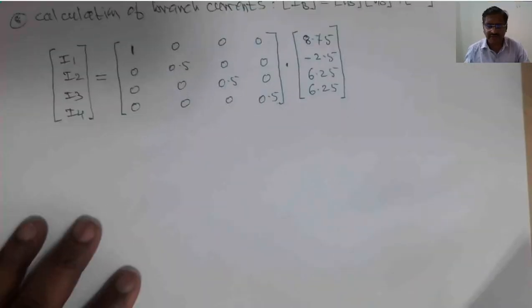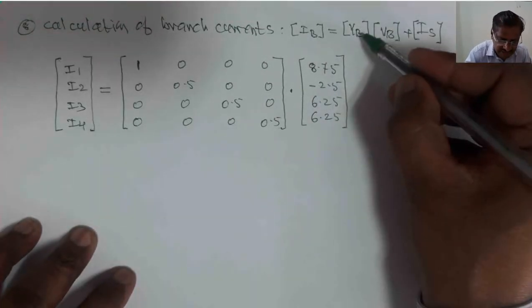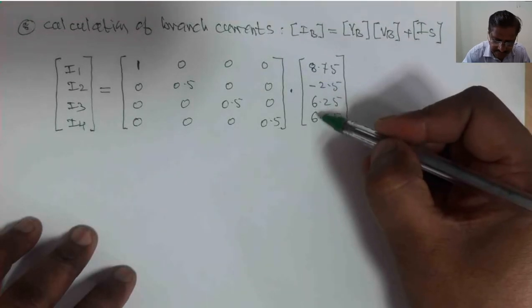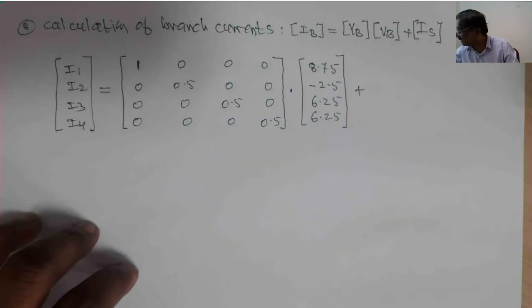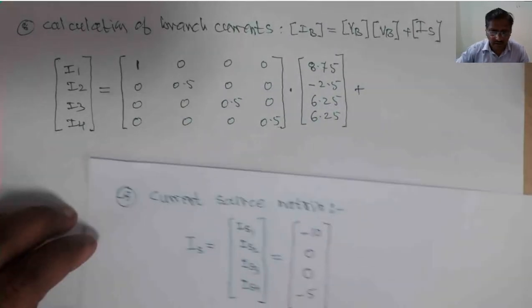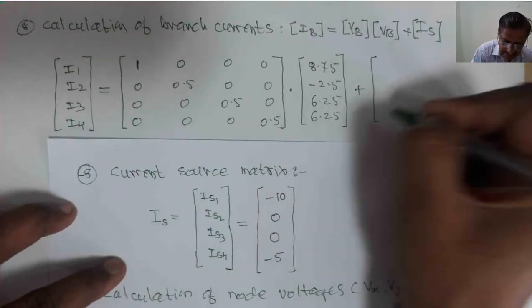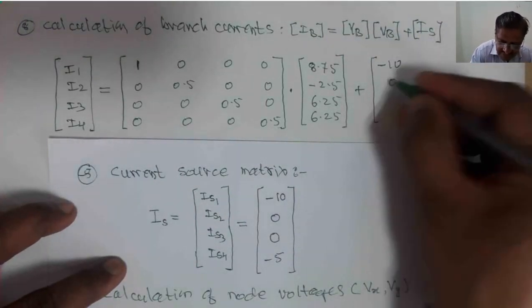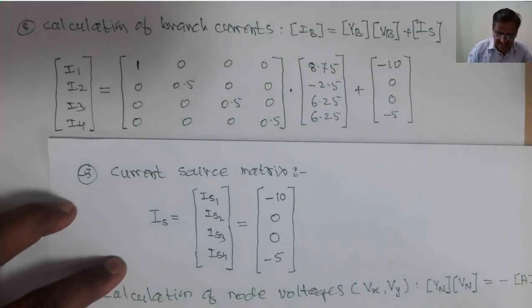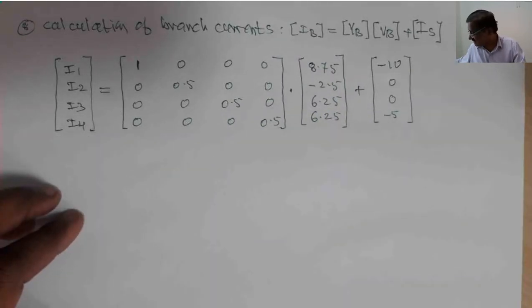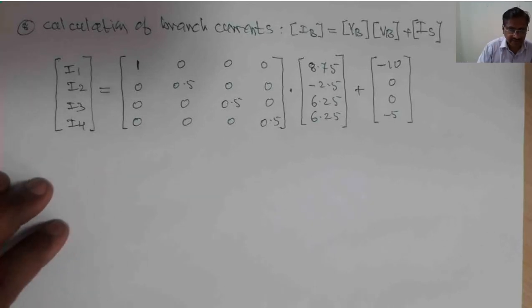Here we have copied this VB. This YB we have taken from the previous points, and this is VB plus IS. IS is the current source matrix. We have already calculated this IS, and IS is minus 10, 0, 0, and minus 5. This is the matrix IS. Now with these points we can find out the values of the currents.